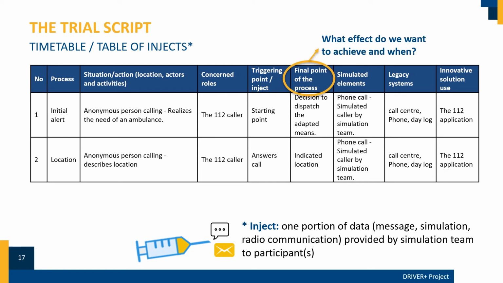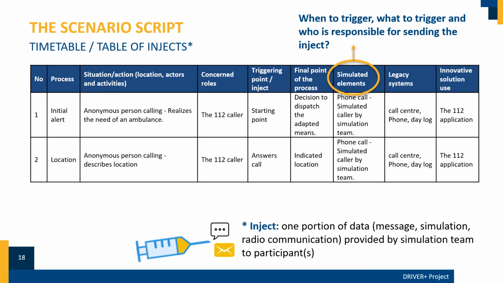Defining beforehand which result is expected from the inject helps the simulation team to control the flow of the trial. They will see if players reacted accordingly, and if not, will be able to alarm the trial director. The table also lists how the inject is to be given, for instance, by a phone call from a role player or by a simulator.